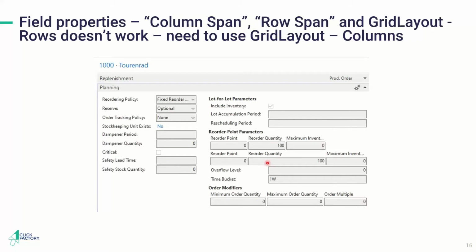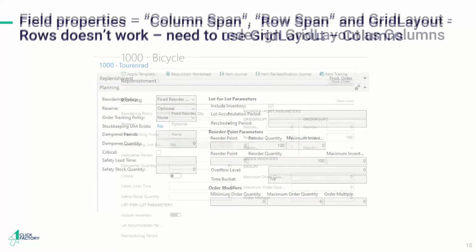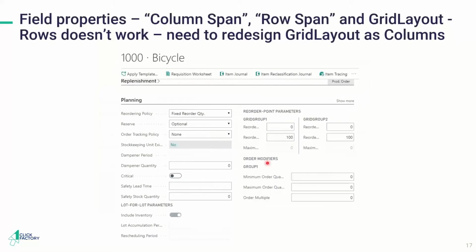But what happens when we transform this page to the extension and open it in the web client? You would see a very different visual. We would see 2 columns instead of 2 rows. So please keep in mind to look through all grid layout rows properties.